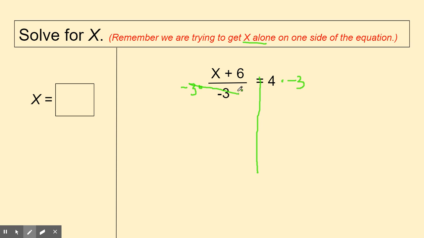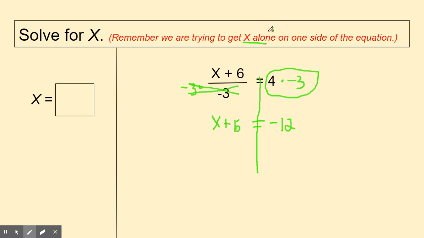And those will cancel each other out. And now we got rid of our fraction, because all we have left on this side is x plus 6 equals, we need to solve this still, 4 times -3. 4 times -3 is -12.